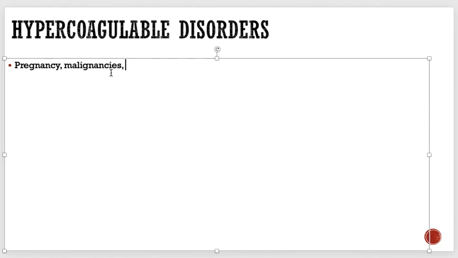Most of these hypercoagulable disorders run in families, and we get a family history of hypercoagulable state. Using OCPs, and OCPs with smoking is a very good package to get a hypercoagulable state.